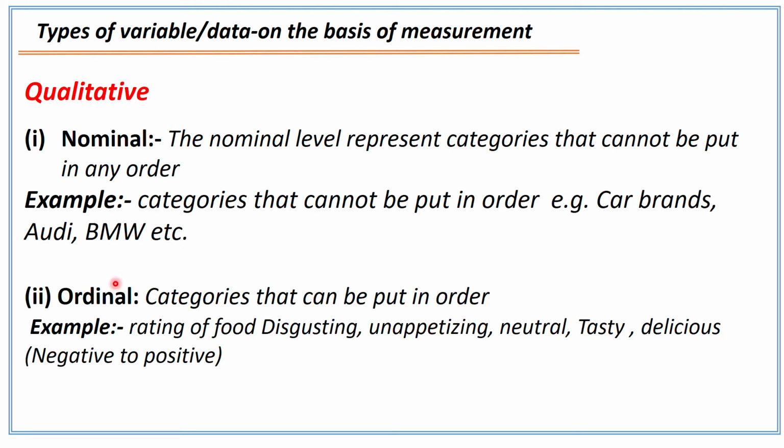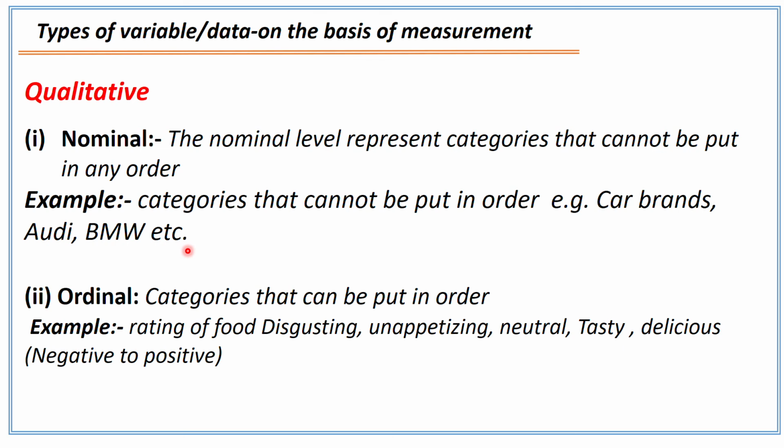The second one is the ordinal. Ordinal means it will be theoretical only. It will not have any numbers, but you can actually put it in some order. Examples of that are rating of food, like disgusting, unappetizing, neutral, tasty or good quality. In this you can see a particular order, like we are going from negative to positive. That kind of data is known as ordinal qualitative data.